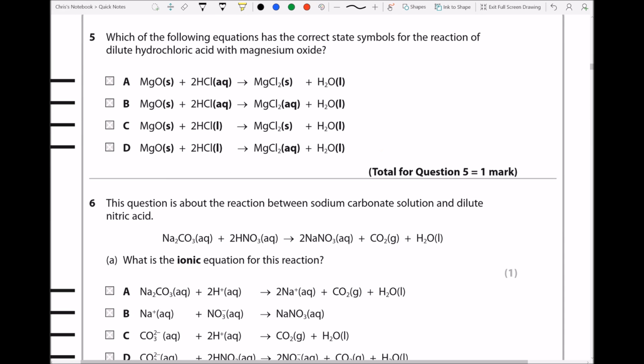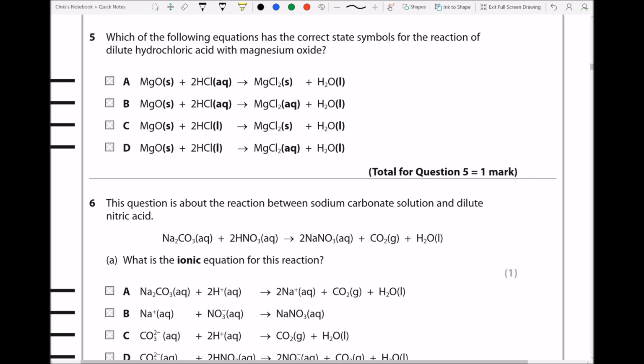Right, question 5. So we're saying which of the following equations has the correct state symbols for the reaction of dilute hydrochloric acid with magnesium oxide? Okay, so we're basically looking for the correct state symbols, obviously. You really need to know these state symbols. It's important. I suppose the first thing I need to say is that acids, hydrochloric acids, are always aqueous. Acids are always aqueous. They're never liquids. So they're the ones that we use in A-level anyway.